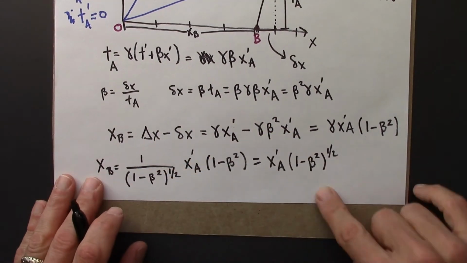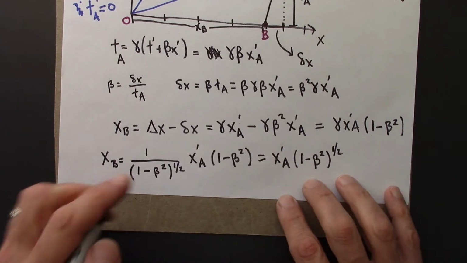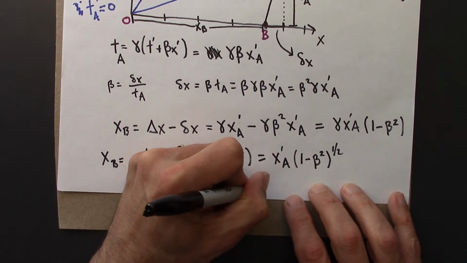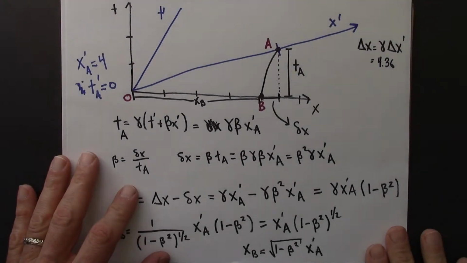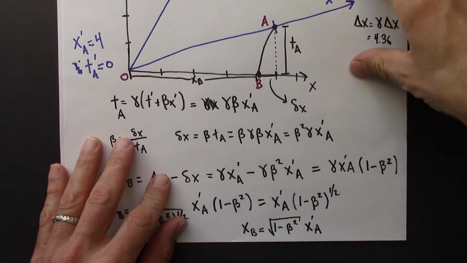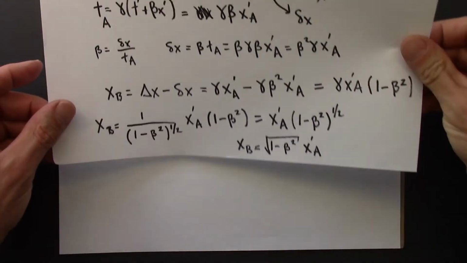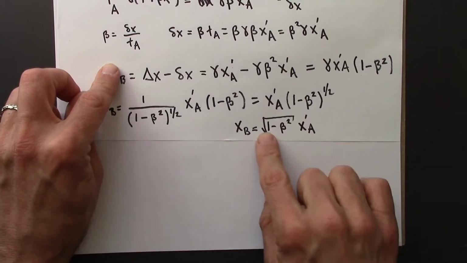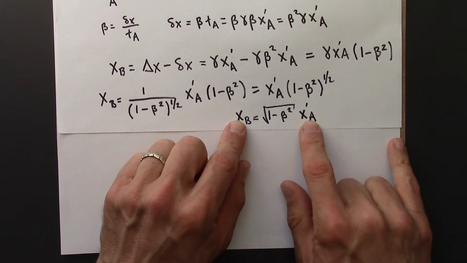And let me just write this in a slightly different way. So xb is the square root of 1 minus beta squared, times x prime A. All right, so this is what we've worked towards. And the last thing I want to do is write this in a more familiar way. Although maybe this already looks familiar. If not, it'll look more familiar soon.